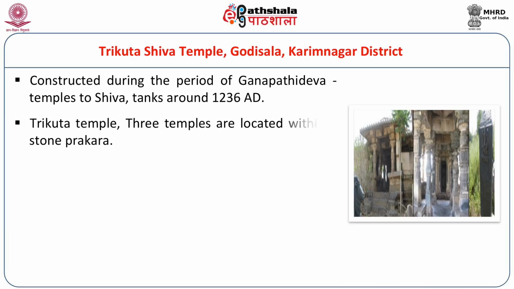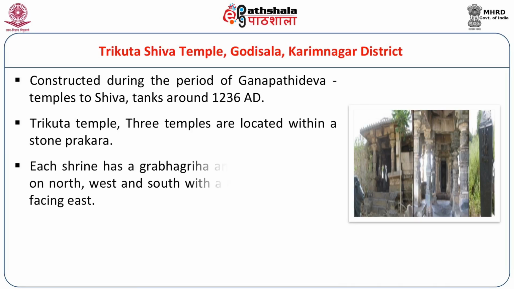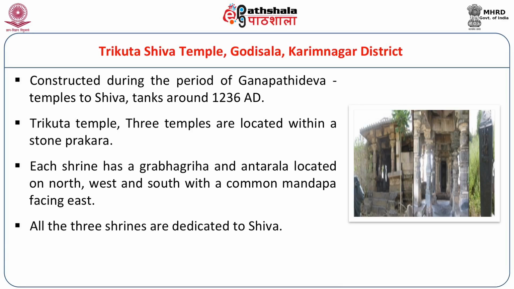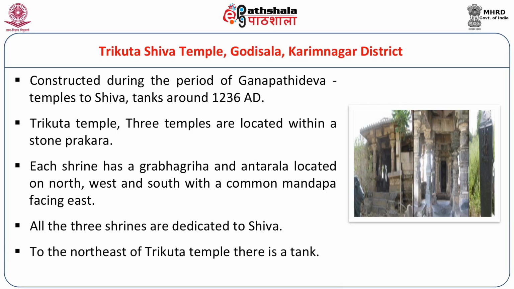Constructed during the period of Ganapati Deva, this temple is dedicated to Shiva and dates to around 1236. The Trikuta temples, that is the 3 temples, are located within a single stone prakara. Each shrine has a Garbhagriha and an Antarala located on the north, west and south. All the 3 shrines are dedicated to Shiva. To the northeast of this Trikuta temple is the temple tank.